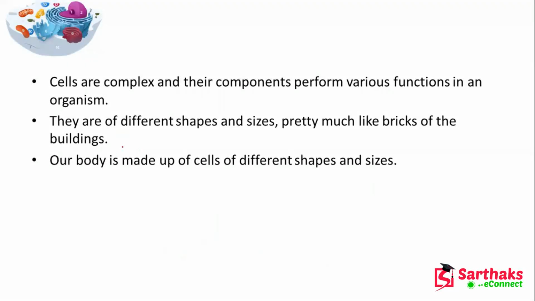Now cells are complex and their components perform various functions in an organism, and the complexity of the cell depends on the different types of animals or plants. In the human being, the cell organism has the most complex structure, and cells have different shapes and sizes, pretty much like the bricks of a building. Our body is made up of several cells, with different shapes and different sizes also.